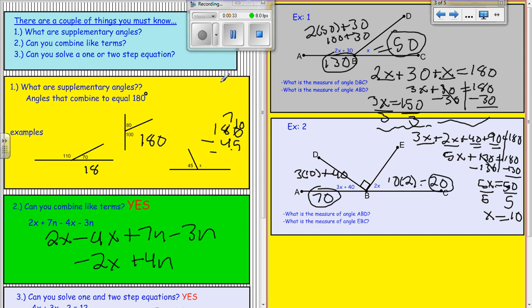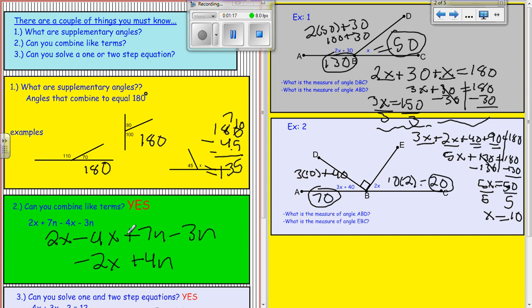Alright, number one says, what are supplementary angles that combine to equal 180 degrees? So we look right here, we notice that we have 110 and 70, and we know that combines to make 180. 80 and 100 combine to equal 180, and here we have 180 minus 45, and that's going to give me 135. So you notice we have obtuse and acute adjacent angles, obtuse and acute adjacent angles, and once again an obtuse and acute adjacent angle.